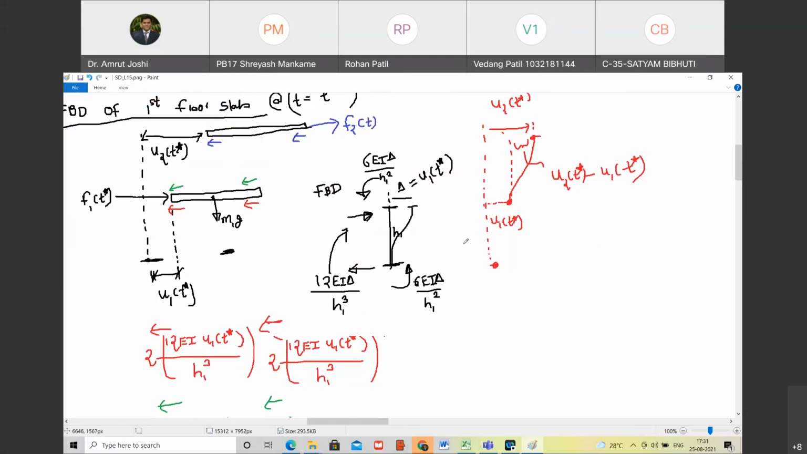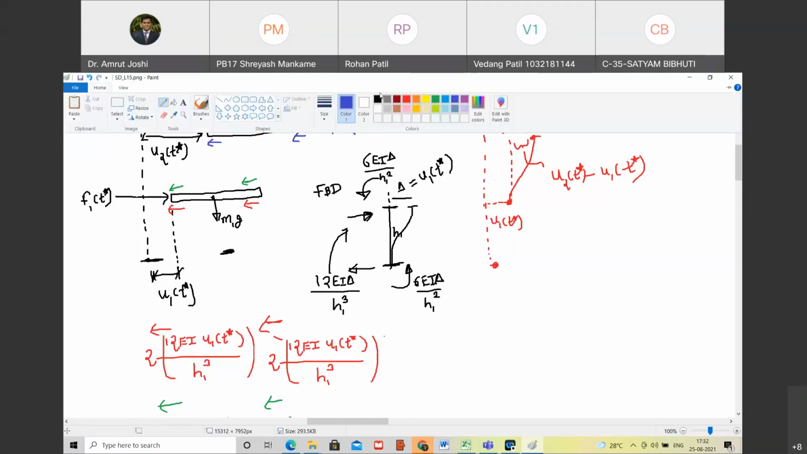F2 of t here. Are you with me? Yes, sir. Now tell me, if I were to write down the equations of motion of these two slabs, how would I write them? We will consider one slab at a time. So this is the FBD of the second slab and this is the FBD of the first slab.